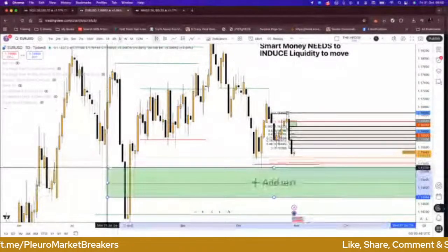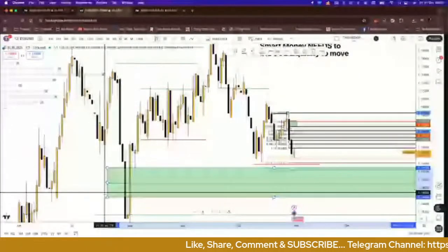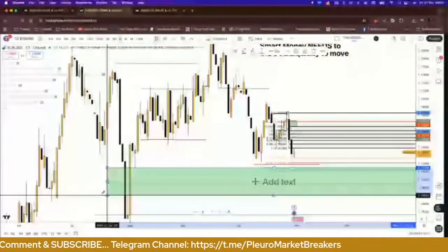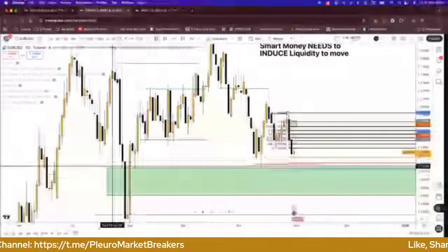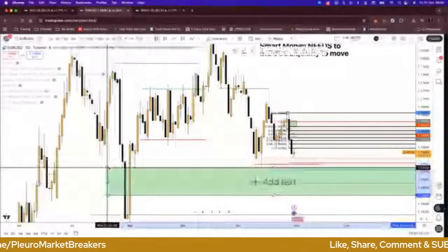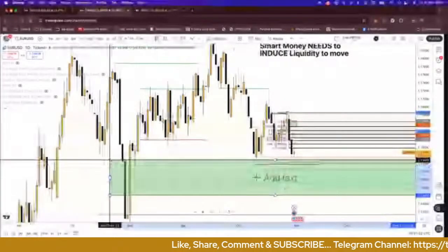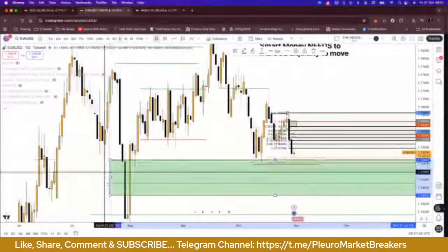So, all right. So that candle, that's the fair value. Actually, technically, no. Fair value gap is actually higher. There it is. And we've already tapped it. Okay.